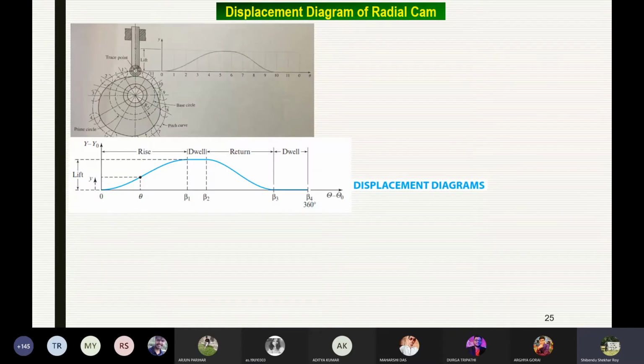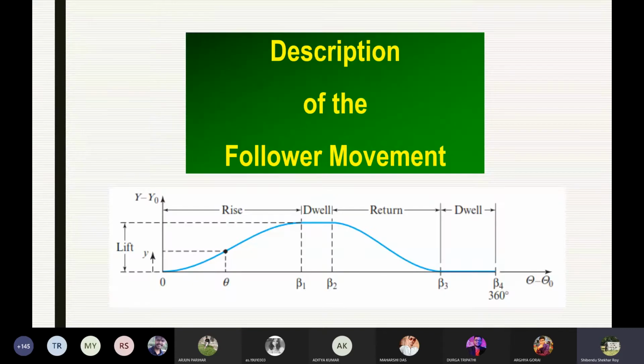This is an example of a disc type radial cam follower mechanism, where the follower moves in the radial direction and the cam is a rotary disc. Look closely at the displacement diagram and see the different phases. From the cam starting point, let us say 0 degrees, the follower will move upward, that means away from the cam center. That is called the rise. How long will it rise? Up to this portion.